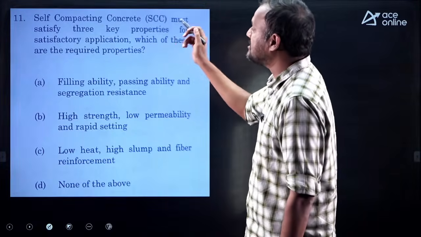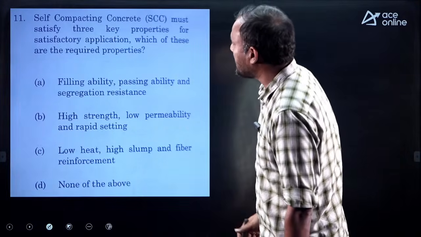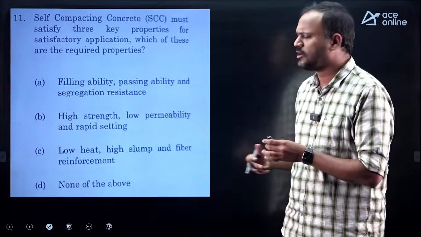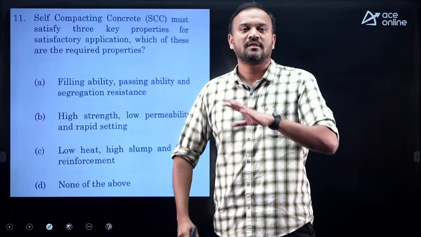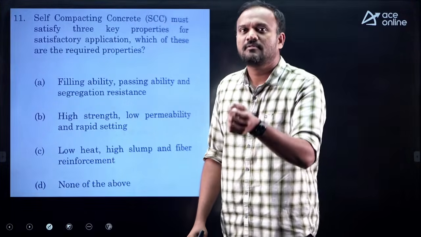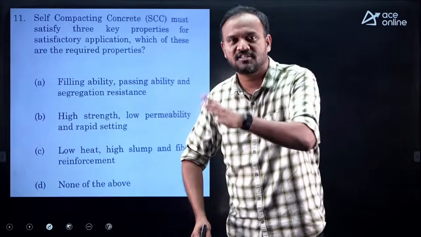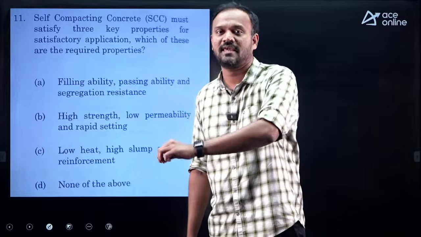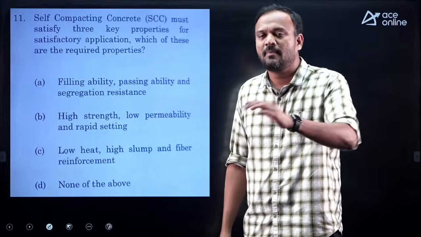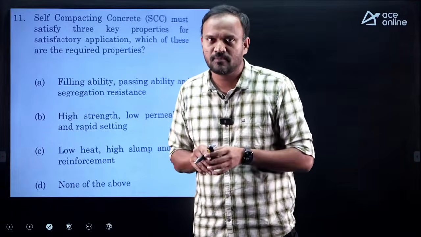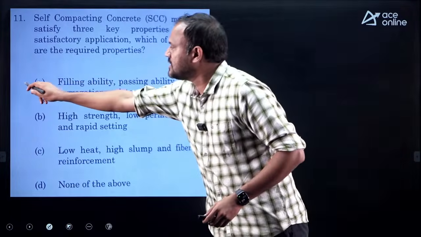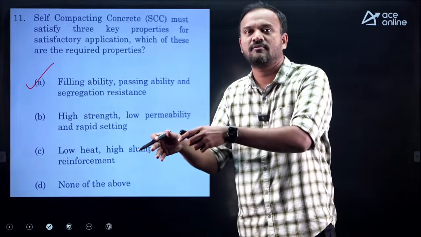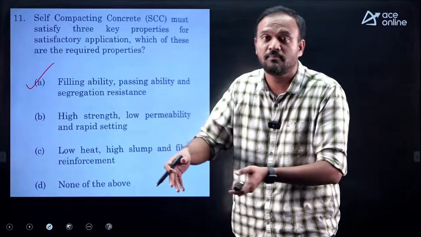Self-compacting concrete must satisfy 3 key properties for satisfactory application. Which of these are the required properties? See, self-compacting concrete, we already know it will compact on its own. That behavior comes because it will flow very easily through obstructions, and at the same time it doesn't undergo segregation and bleeding. Though it flows very easily, the ingredients don't get separated easily. So, among the given options, option A is correct because of its filling ability, the ability to fill the voids which may occur while placing.